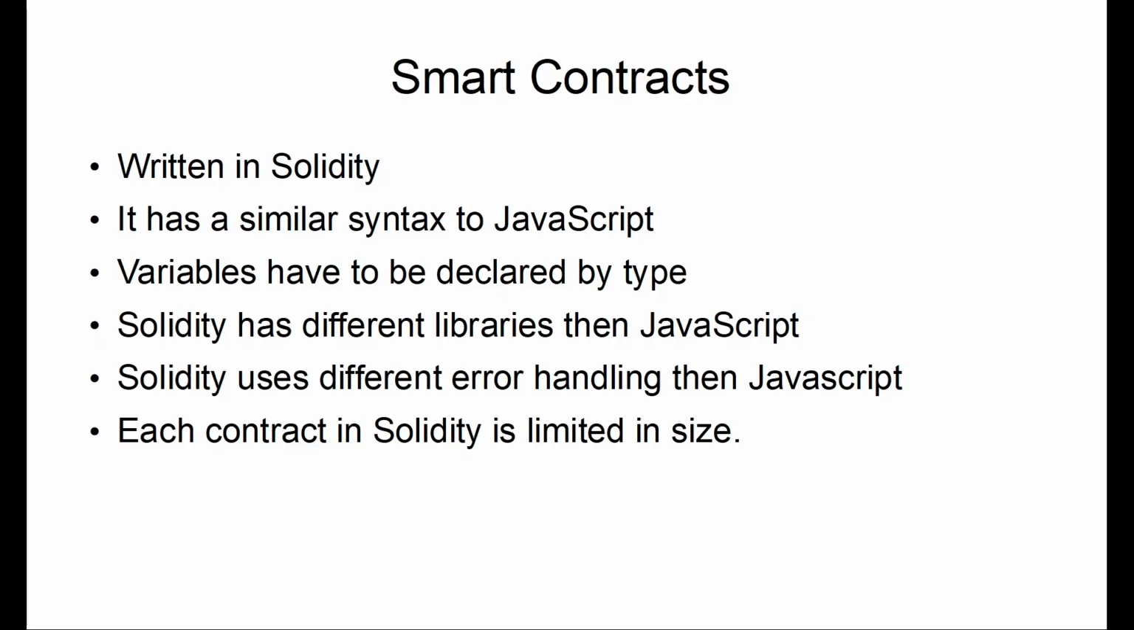The variables have to be declared by type. So in a lot of programming languages like JavaScript, you just type in var, and that's your variable. In PHP, you just put a $ sign in front of it, and that's your variable, and so on. But in Solidity, you have to actually declare what type of variable it is. Solidity has different libraries than JavaScript, so while it's similar, certain things act a little bit different, and Solidity uses different error handling than JavaScript.